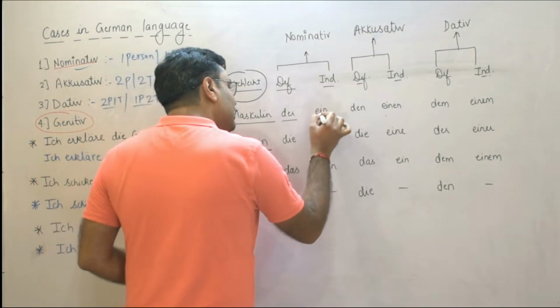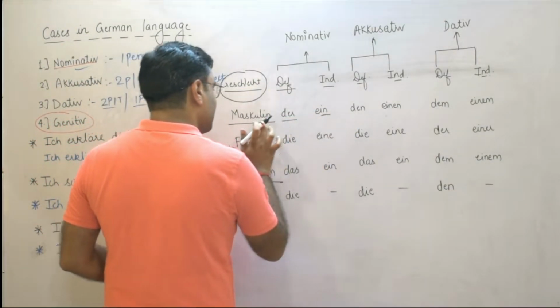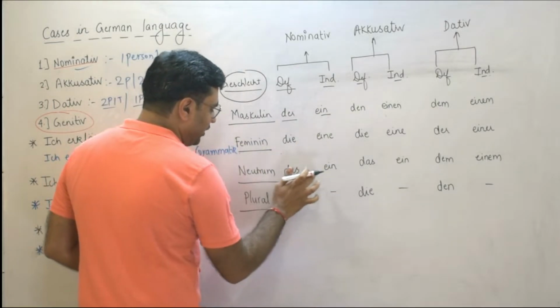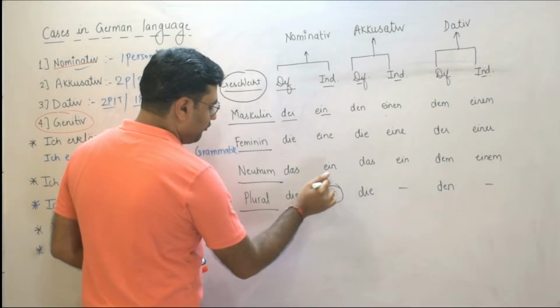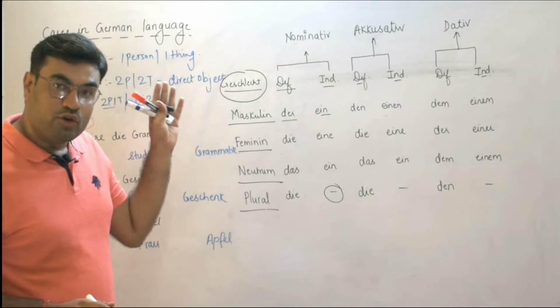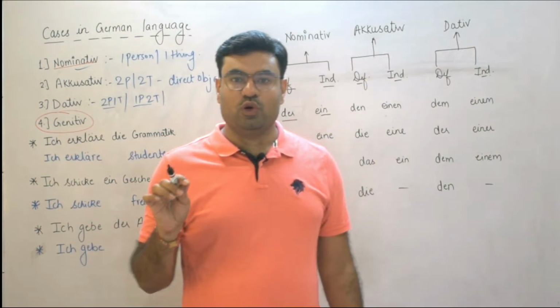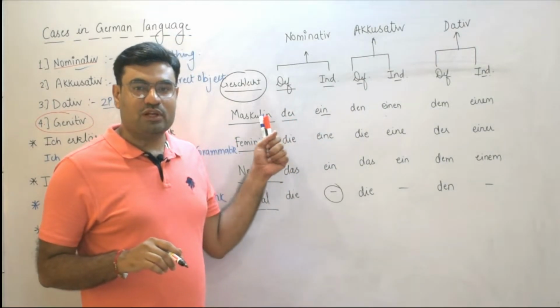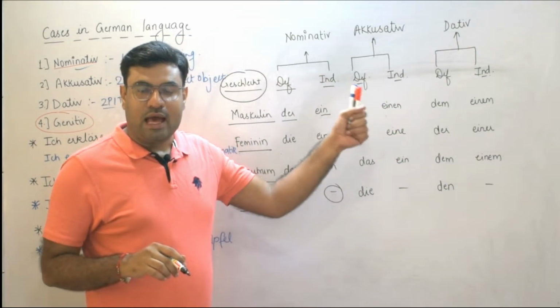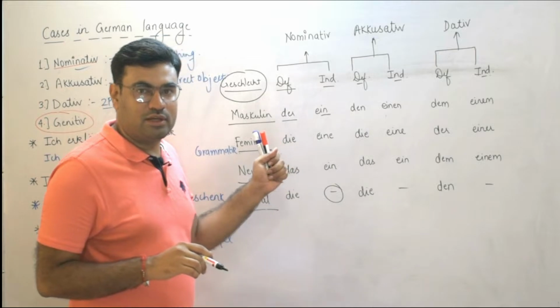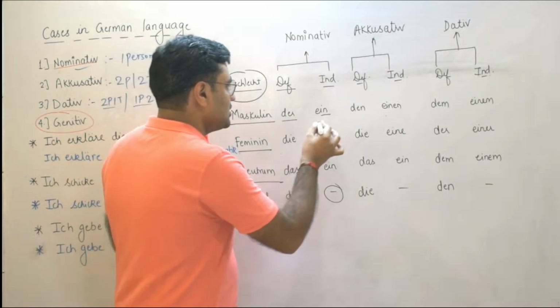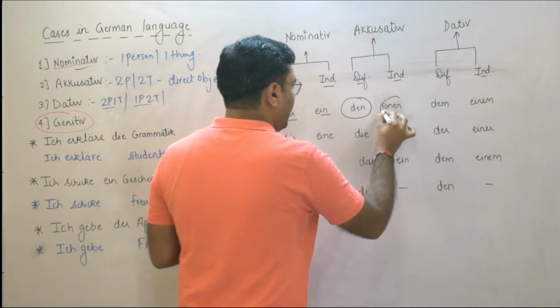Similarly, if I use the indefinite article, it is ein for masculine, eine for feminine, ein for neuter, and no article for plural. This we have learned in the nominative case. In the previous lecture, in the accusative case, I told you that der in masculine becomes den and ein in masculine becomes einen. This is this, den, einen.